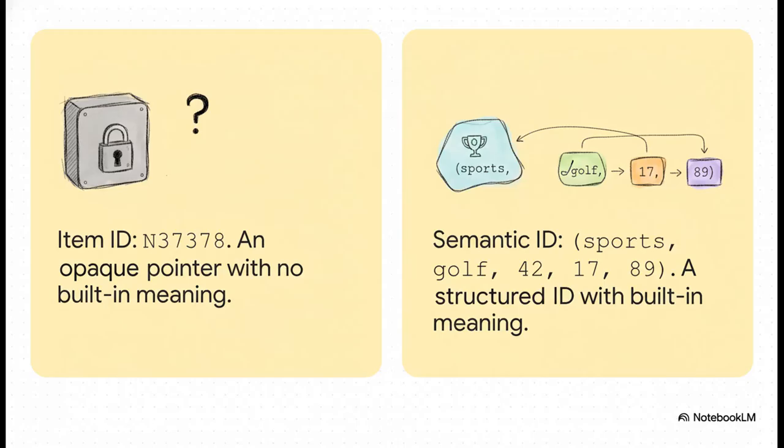Let's jump in. So what is a semantic ID, really? Well, just look at this. On the left, you've got your classic item ID, N3778. What does that tell you? Absolutely nothing. It's a total black box. But now look at the right. The semantic ID is practically telling you what it is. Sports, golf, it immediately gives you context. We're going from a random string of characters to a meaningful address, and that one little shift changes everything.